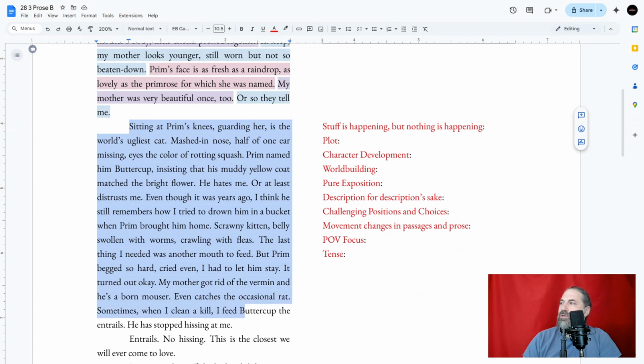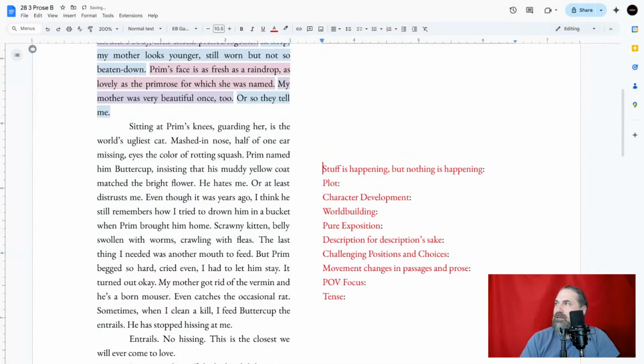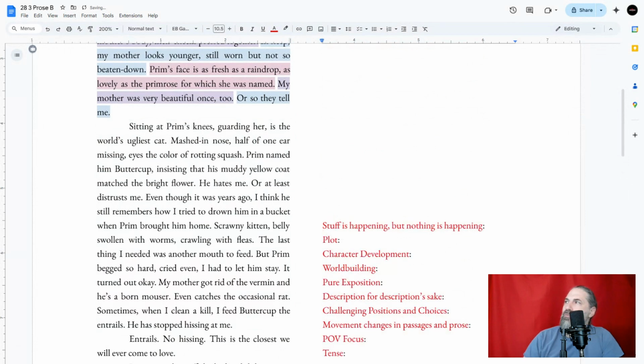Actually, since this one's a really long one, I'm going to skip down and go to a shorter one. "Sitting at Prim's knee, guarding her, is the world's ugliest cat. Mashed in nose, half of one ear missing, eyes the color of rotten squash. Prim named him Buttercup, insisting that his muddy yellow coat match the bright flower."